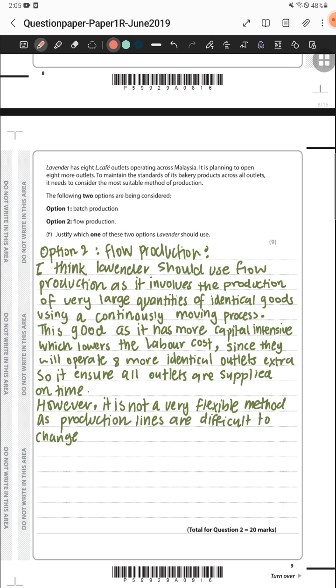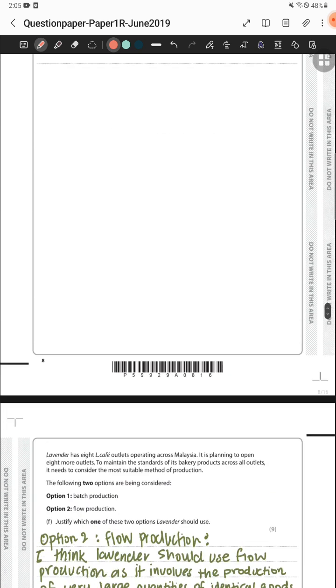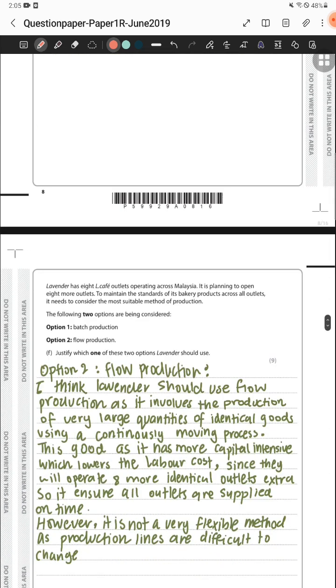All right. Lavender has 8 El Cafe outlets. Oh, 8. Operating across Malaysia. It is planning to open 8 more outlets. Now, it's basically relating to this as well.